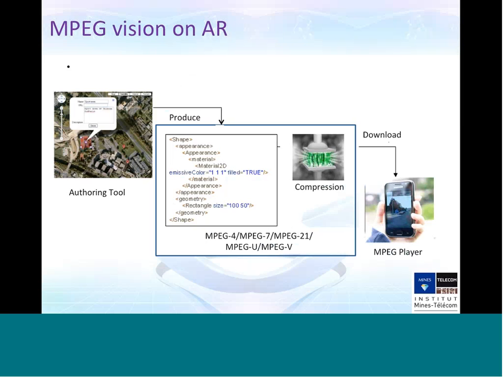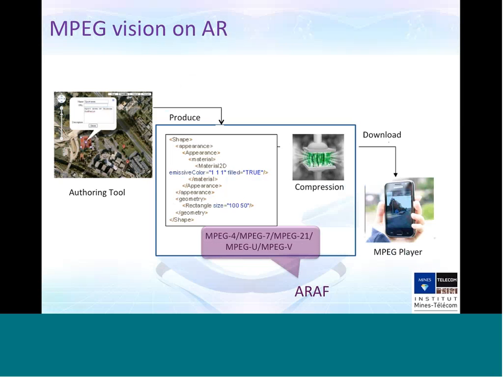MPEG has been working on components that lead up to augmented reality. But the vision that MPEG has is that there would be an authoring tool using the real world, or the digital representation of the real world, and this would produce a scene and an application together, as you can see, using, if possible, MPEG-4, MPEG-7, MPEG-21, and MPEG-U and V specifications. And this would all be compressed and downloaded to the MPEG player.